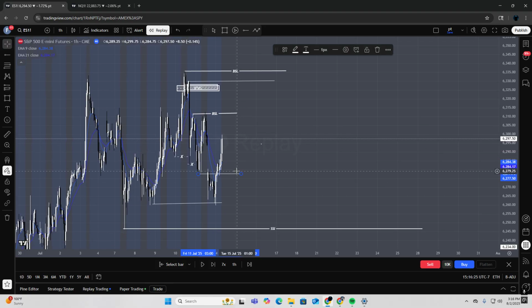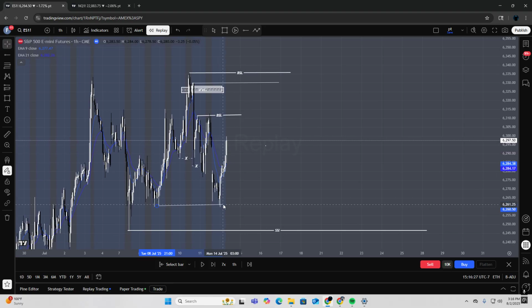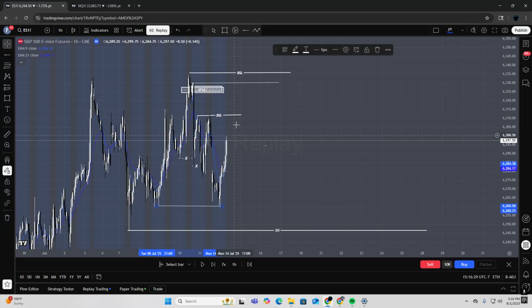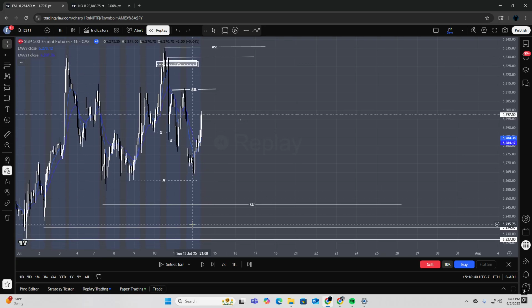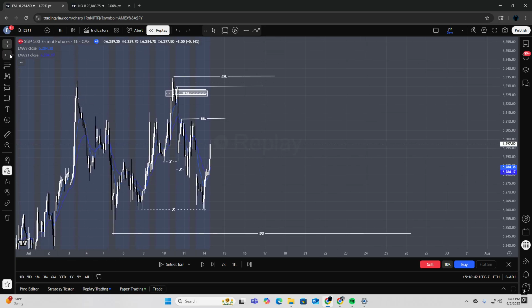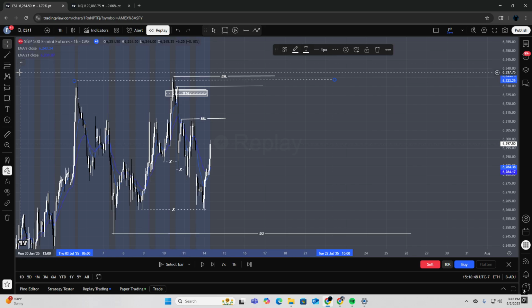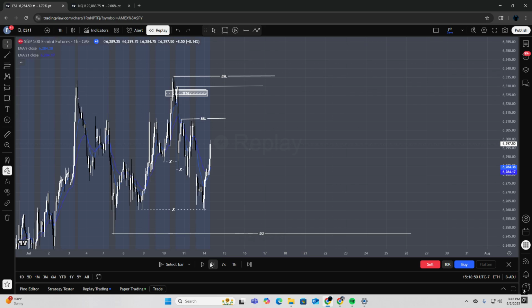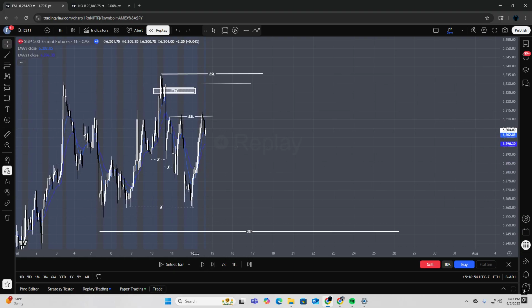I'm going to remove this because I don't know why I have that there. Come down, swept this one, created equal lows. Another thing to keep in mind is that equal lows and equal highs are a magnet for price. Keep that in mind as well. Because when we took this high, we basically created equal highs. And then from here, we see buy side coming up, being swept.